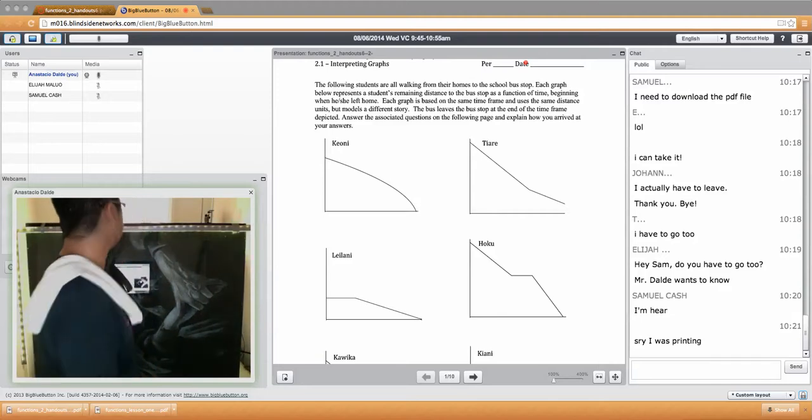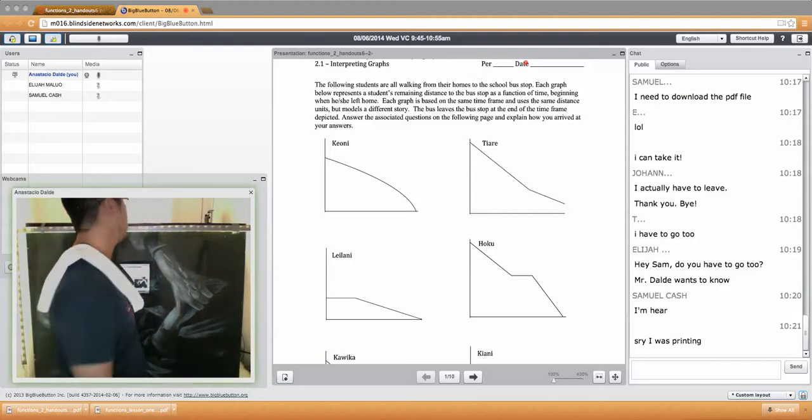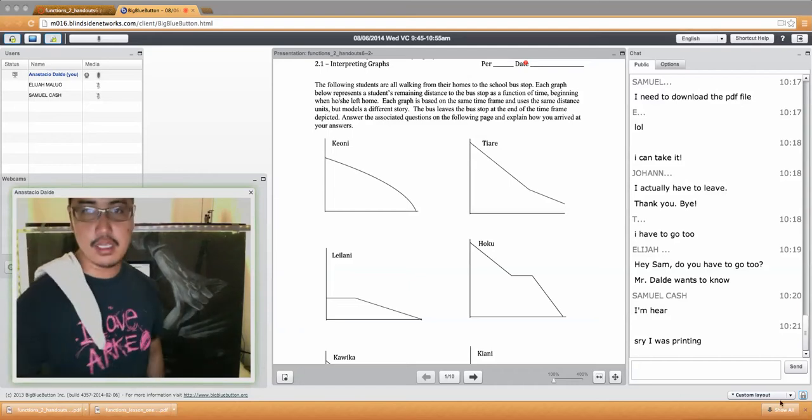Let's start going through chapter 2, because I think we need to start covering that. When is that due? Is that due on Friday? I believe so. All right, so turn this stuff in. Let's start talking about these graphs.